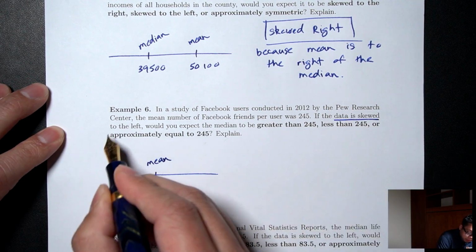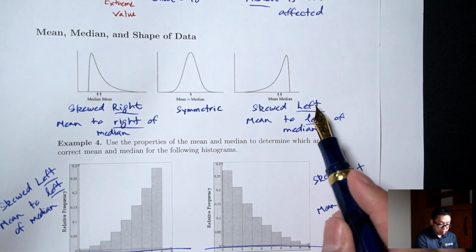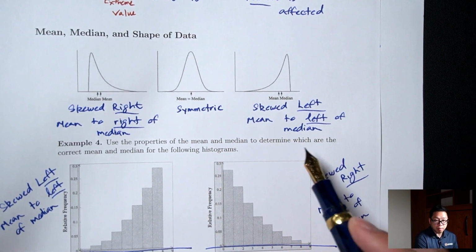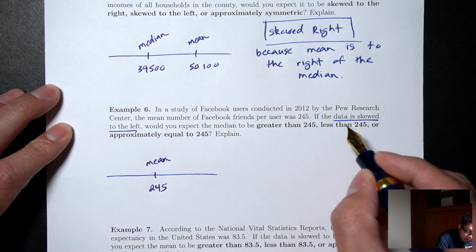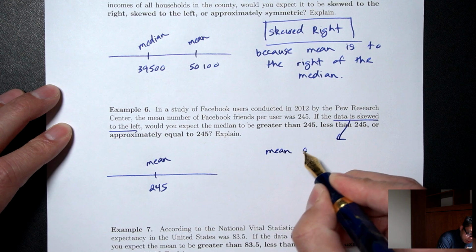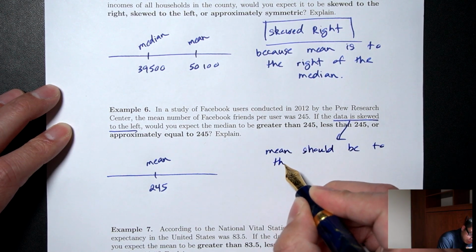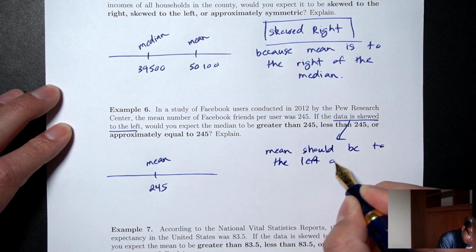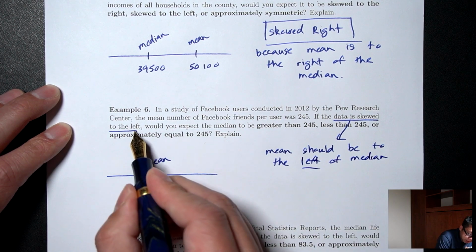And what do I know about data that's skewed left? I know that skewed left means that the mean is to the left of the median. So what I'm saying here is that the mean should be to the left. So what this skewed left part is telling me is that the mean should be to the left. Right? Because it's skewed left.